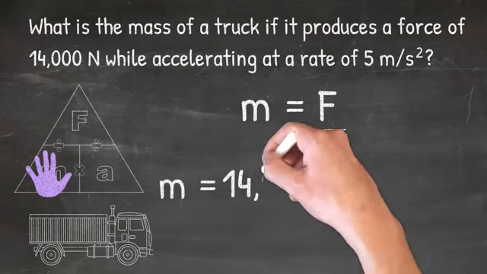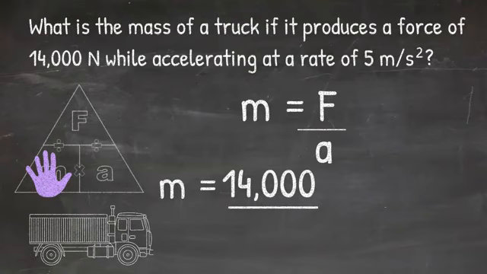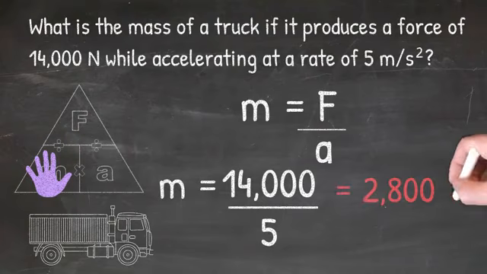I have a force of 14,000 newtons and an acceleration of 5 meters per second squared, and I can plug those into my formula. Now in my calculator, I just have to do 14,000 divided by 5, and that gives me a final answer of 2,800 kilograms. That means that the mass of this truck is 2,800 kilograms.